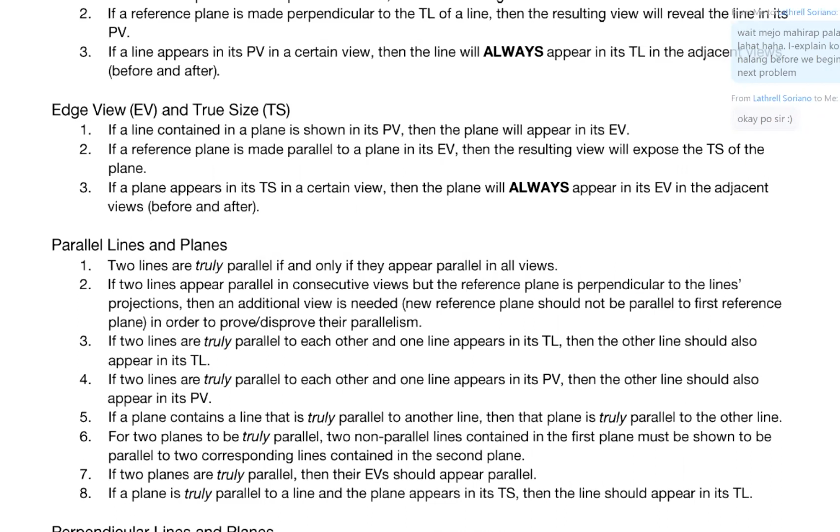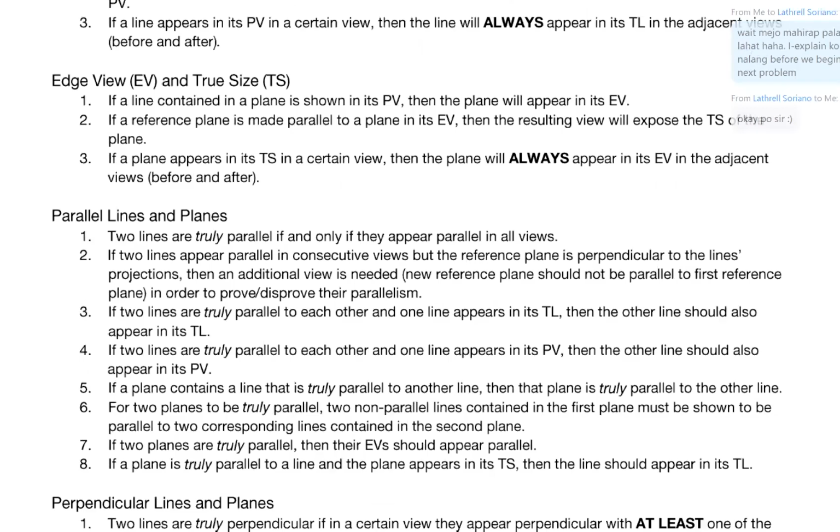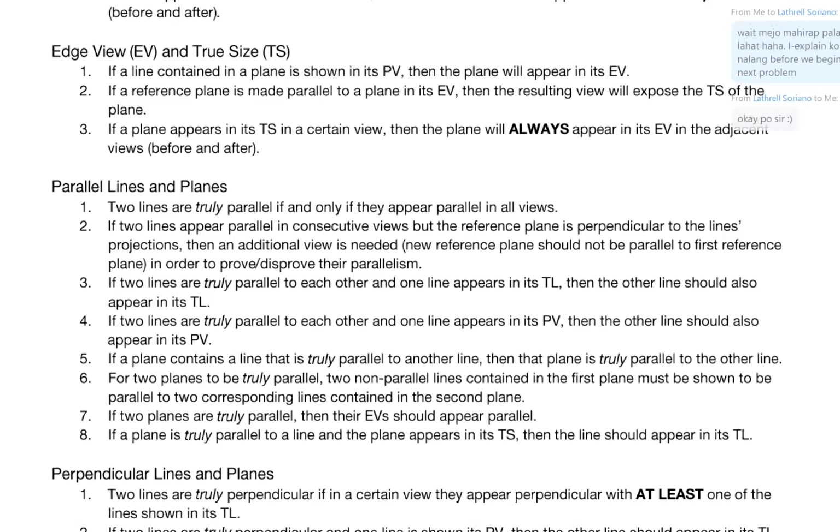Okay? So kunwari ito, two lines are truly parallel to each other if and only if they appear parallel in all views. Tapos if two lines appear parallel in consecutive views, but the reference plane is perpendicular to the lines of projection, then an additional view is needed for a new reference plane, such that the new reference plane should be parallel to the first reference plane in order to prove or disprove their parallelism. Suppose if two lines are truly parallel to each other and one line appears in its true length, then the other line should also appear in its true length. If two lines are truly parallel to each other and one line appears in its point view, then the other line should also appear in its point view.